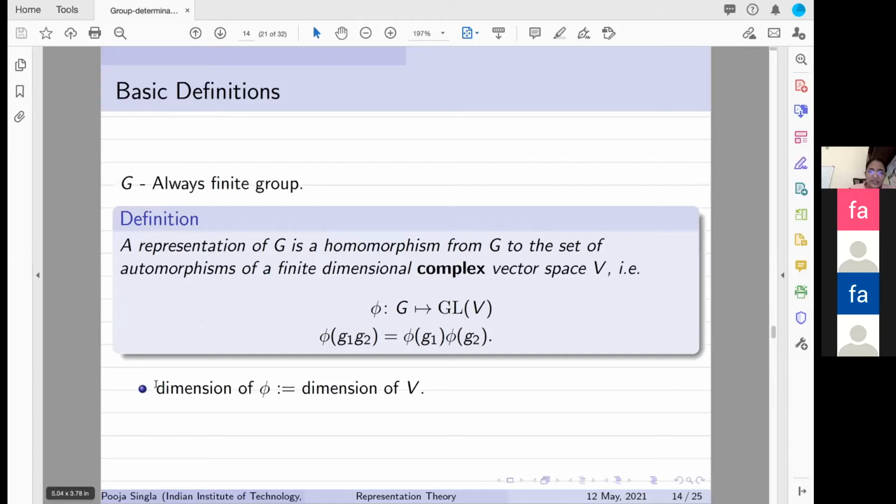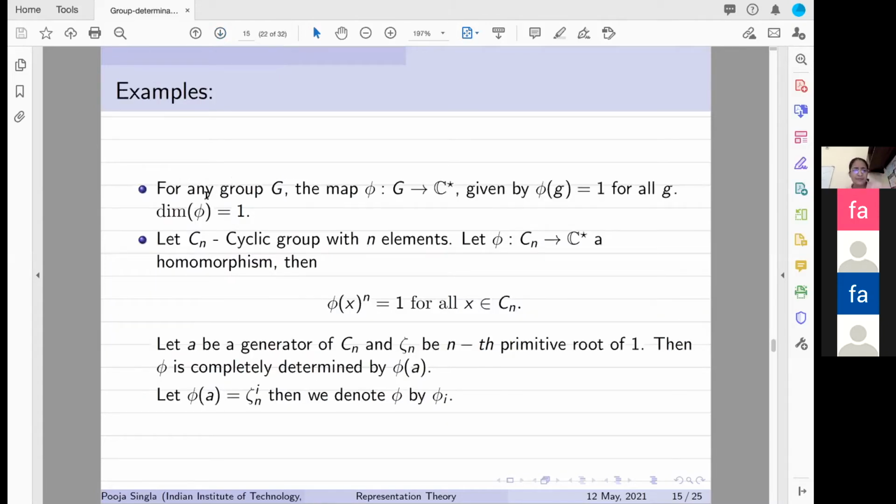And I need a concept called dimension. By the dimension of a representation, I mean the dimension of the vector space. I always take it finite dimensional. Here, something important is that these are complex vector spaces. I'll say something about this complex later, but this is what we mean by the dimension of a representation. Now let's see an example. If I take a group G and a map G to C star given by phi(g) equal to 1 for all g, then this is a representation of the group G, and it has dimension 1.